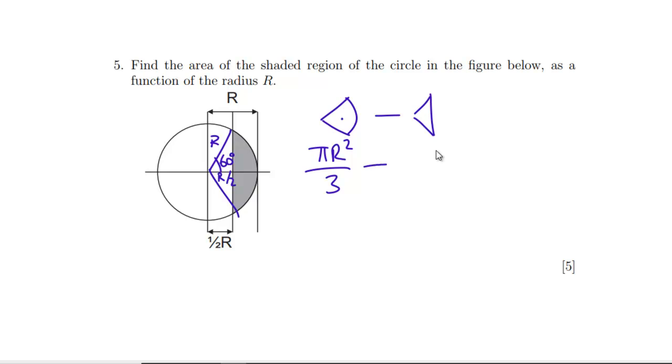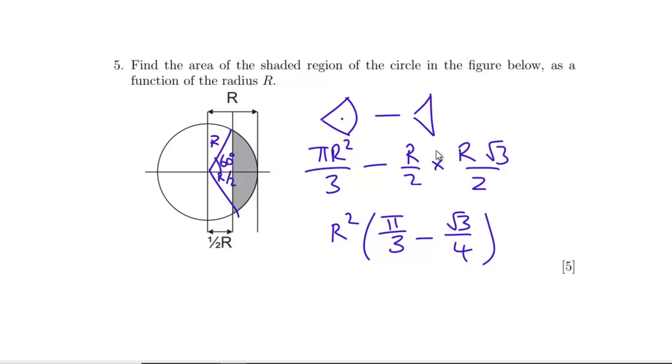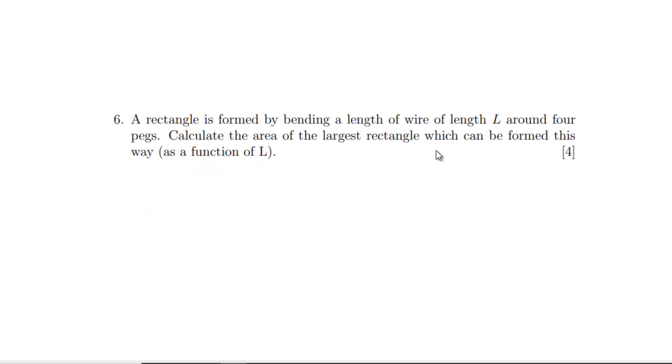Anyway, we take off. So we've got r over 2 at the bottom. And our height is going to be r sine 60. So we've got r over 2 times r root 3 over 2. So that is r squared pi over 3 minus, well, we got root 3 over 4. Okay, these are so far so no trouble.